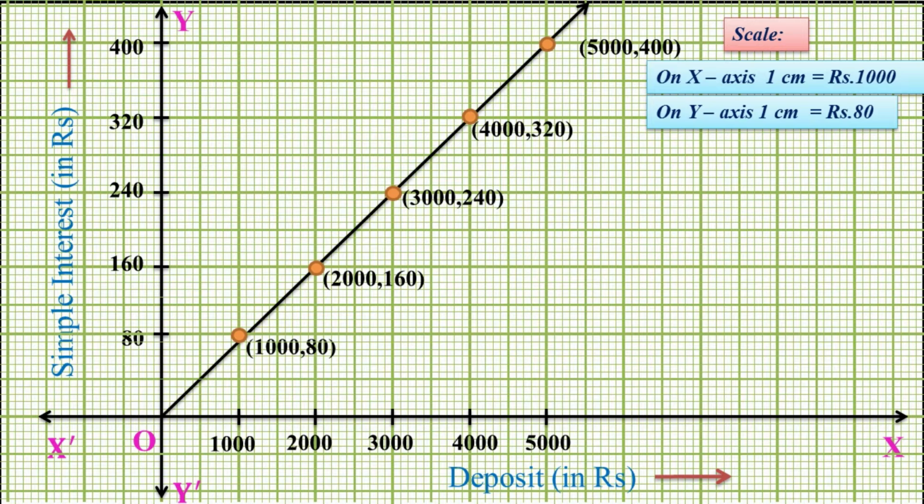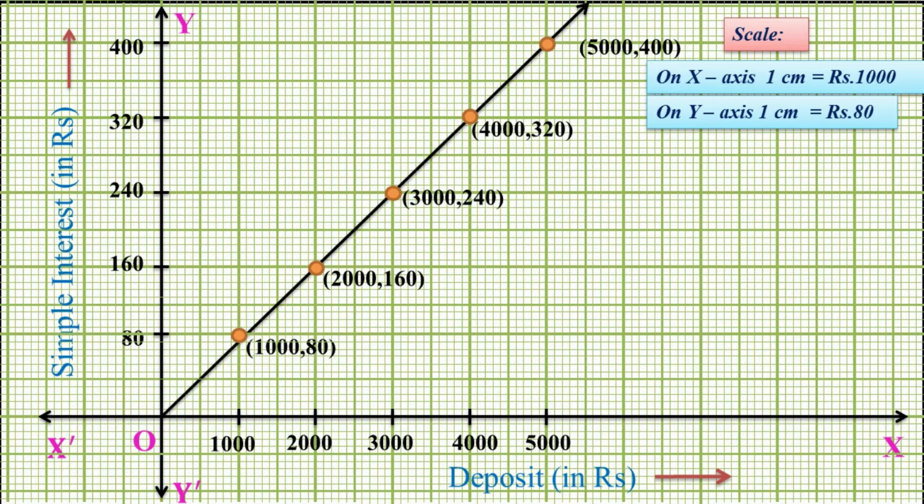Does the graph pass through the origin? Yes, the graph passes through the origin. Now we find the second question answer. Use the graph to find the interest on rupees 2500 for a year.